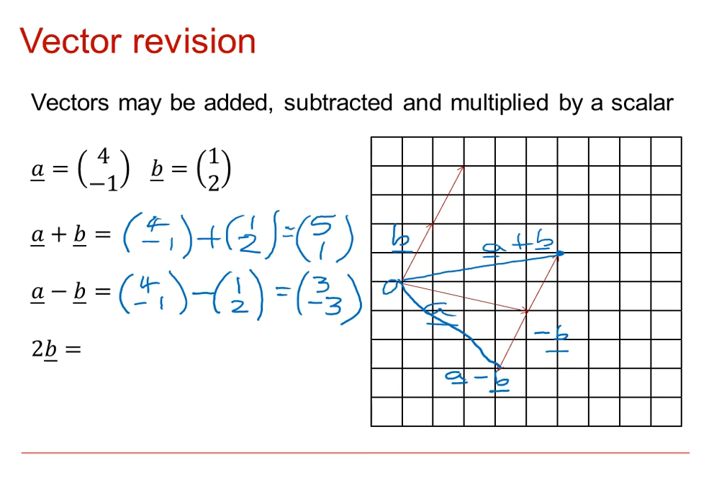2B is just multiplying B by the scalar 2, or the constant number 2. And that would give us 2 1s are 2, 2 2s are 4. And that's like repeating B and then B again. So that point up there would represent the 2B.